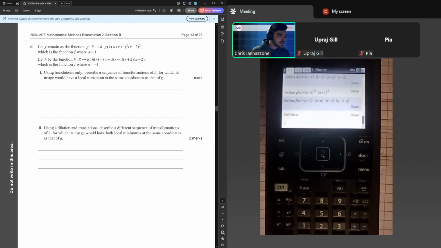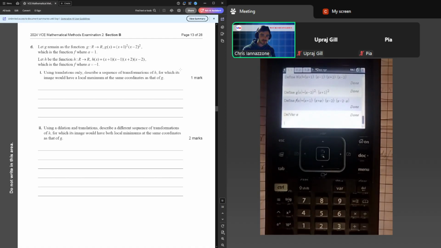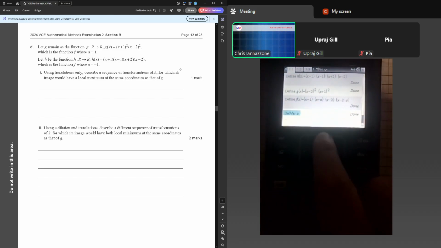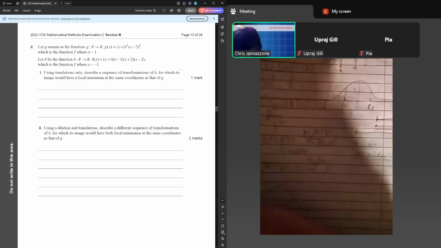Cool. Okay. So we're trying to force, translation-wise, H to now have a local maximum at the same coordinates that G has a local maximum. We already know where the local maximum is for G. So if we want to figure out how to get from the local max of H to the local max of G, we first need to figure out where the local max of H is going to be. So let's grab that value again. What was it? We wanted half comma 27 on 4.